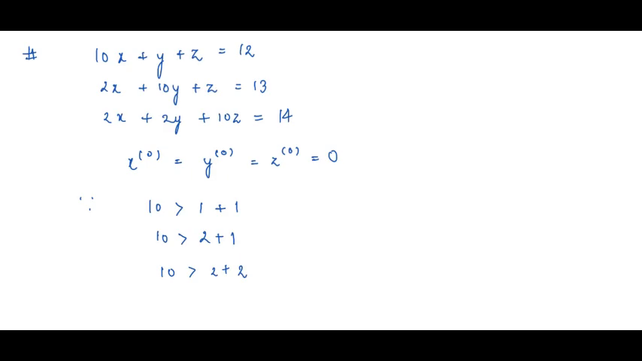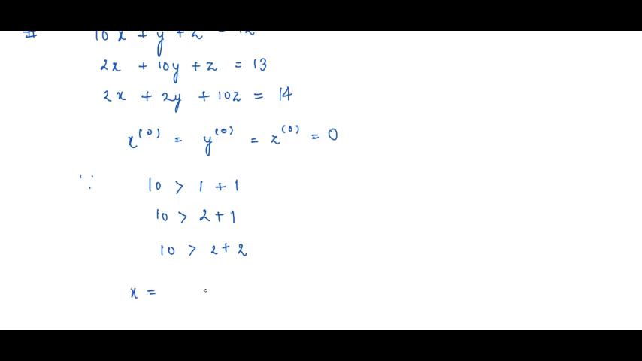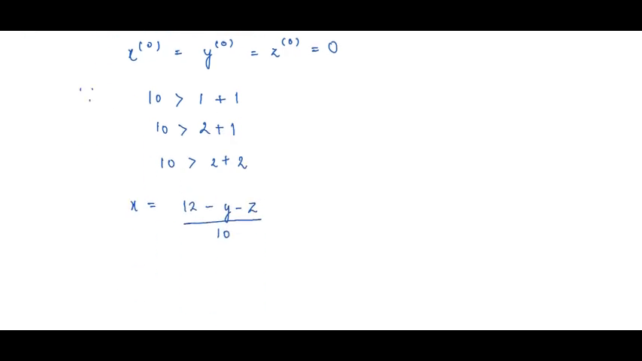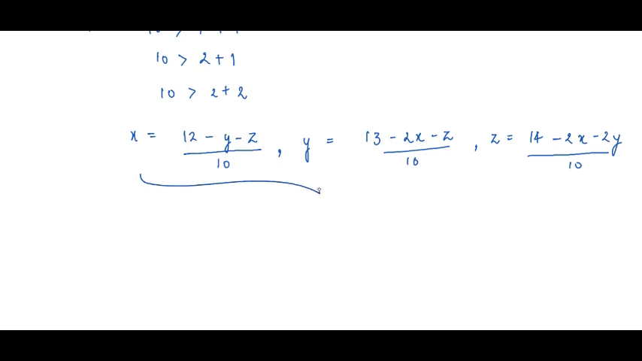Now rewriting the equations, from the very first equation we get x equals (12 minus y minus z) whole divided by 10. And from the second one, we get y as (13 minus 2x minus z) whole divided by 10. And from the third, we get z equals (14 minus 2x minus 2y) divided by 10. Now, these are called the Jacobi iteration equations.